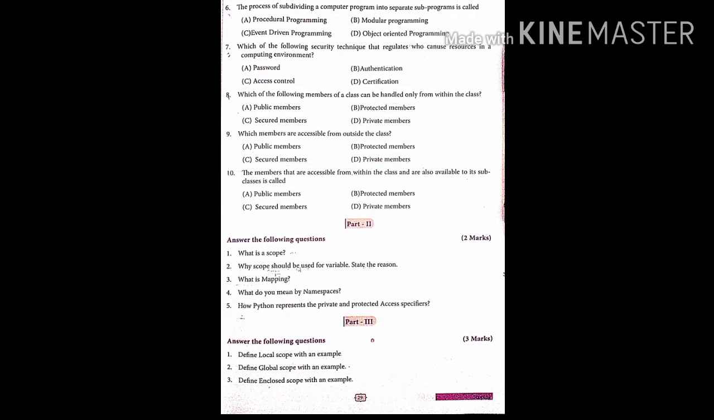Moving on to the next question, the ninth one. Which members are accessible from outside the class? The correct answer is option A, public members. And the 10th question, the last one, the members that are accessible from within the class and are also available to its subclasses is called, yes, it's correct, option B, protected members.